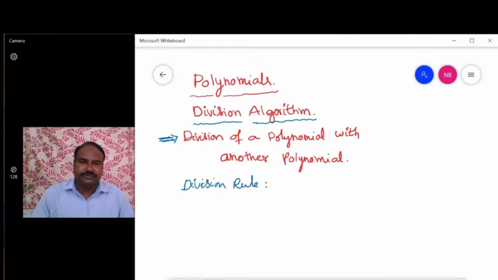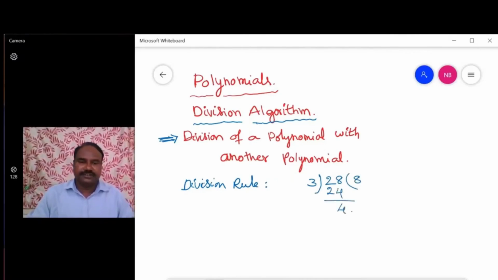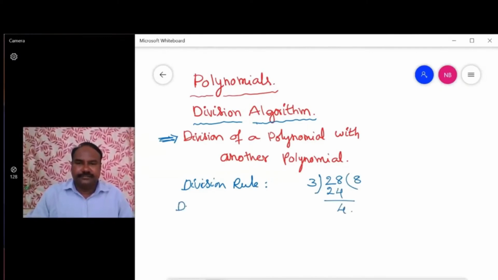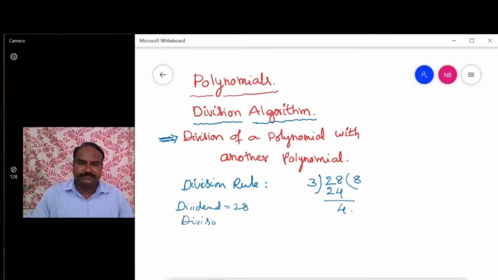What is meant by the division rule? You know about division. Let us suppose a number 28. Let us divide it by 3. We know that 3 eights are 24. Now what is left, 4, is the remainder. Here the dividend is equal to 28, the divisor is 3, the quotient here is equal to 8, and the remainder is equal to 4.